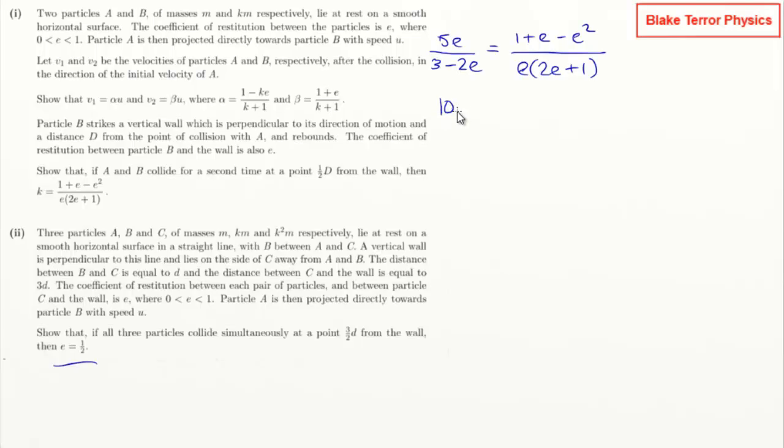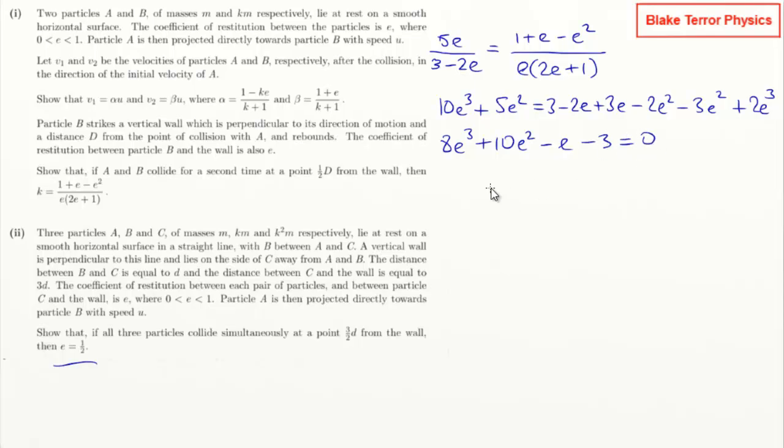So I've got 10e cubed plus 5e squared is equal to 3 minus 2e plus 3e minus 2e squared minus 3e squared plus 2e cubed. Right, so what does that leave me with? I've got 8e cubed, I've got 10e squared, I've got minus e, and I've got minus 3 is 0.